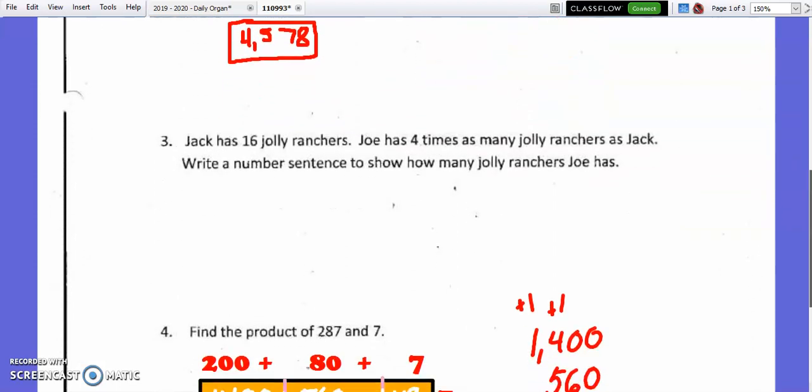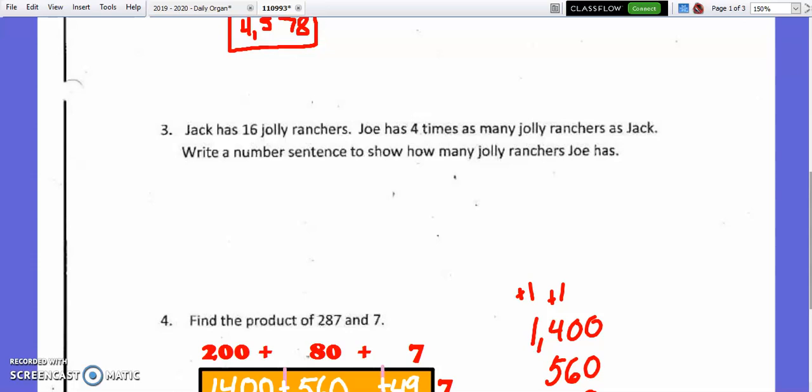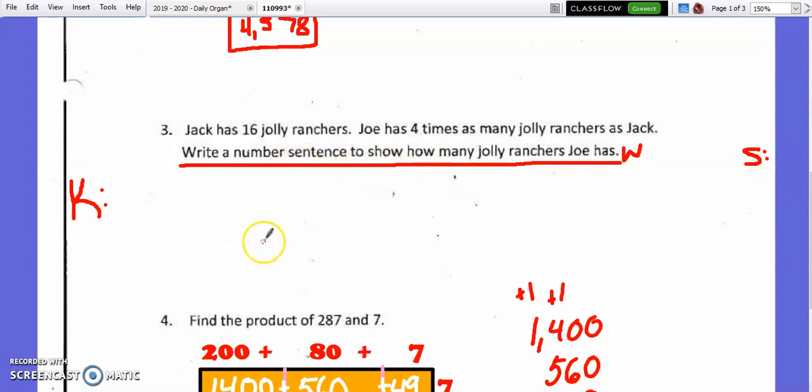Number 3, Jack has 16 Jolly Ranchers. Joe has 4 times as many Jolly Ranchers as Jack. Write a number sentence to show how many Jolly Ranchers Joe has. You're going to see me write 3 letters here, and the students know that these letters represent responsibilities that they have when attacking a word problem like this. K is what we know. W is the question, or what we want to know. S is the number sentence that we determine that will help us solve this problem.